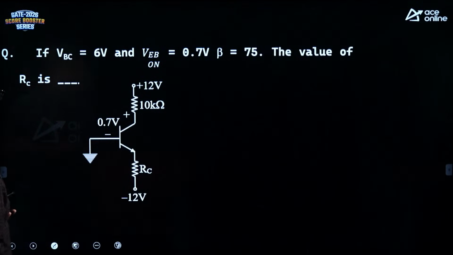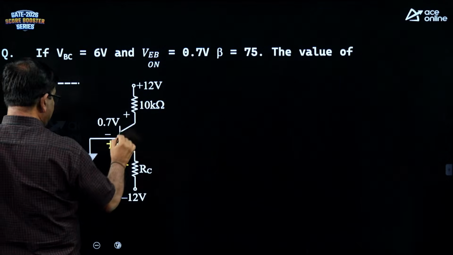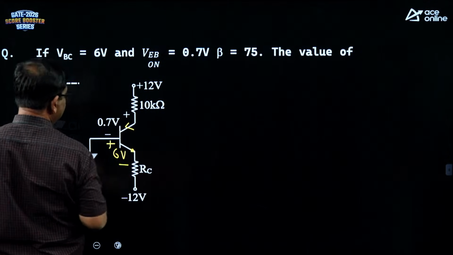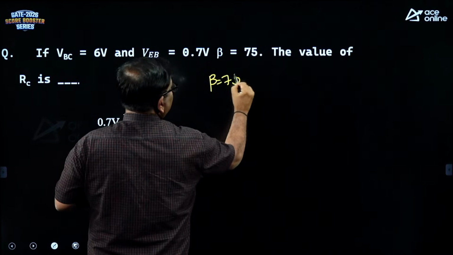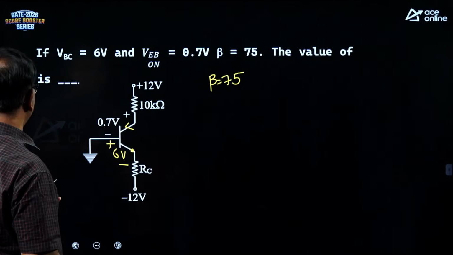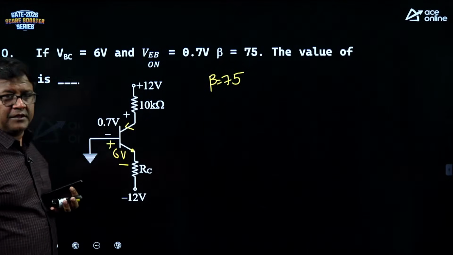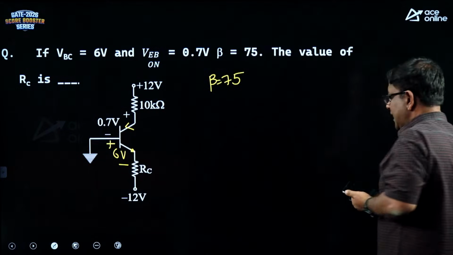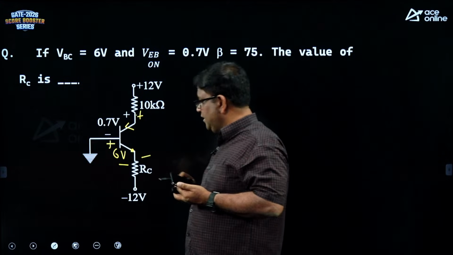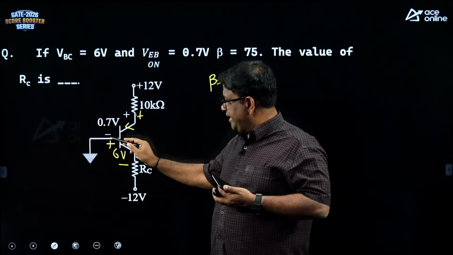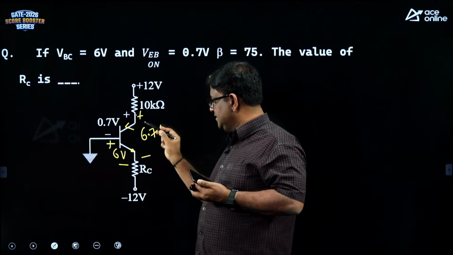Now, if VBC is 6 volts, VEB, oh this is a PNP transistor, not NPN, VEB is 0.7, beta is 75. You are asked to find the collector resistor RC. Now, what is the total voltage between collector and emitter? You already have 0.7 and this is 6. 0.7 plus 6 is 6.7.